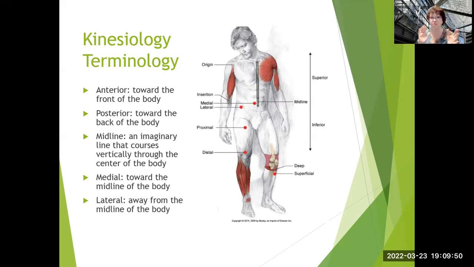So anterior and posterior: anterior is toward the front of the body, posterior is toward the back of the body. We have this imaginary line coursing vertically through the center of our body that we are going to refer to as the midline. Any movement toward the midline is referred to as medial, and movement away from the midline is referred to as lateral. So we can also talk about one part being anterior to another part, or posterior to another part, or medial or lateral to another part. So it's all about comparison. Comparison to the midline, comparison to the front or back of the body, comparison from where one part or one muscle is to another.